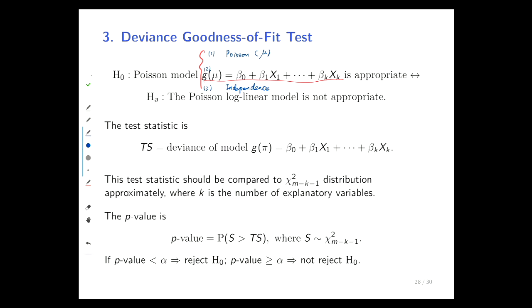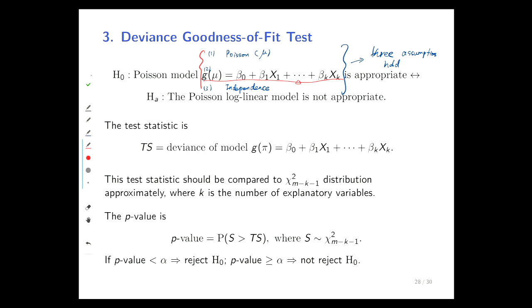So by using this deviance goodness of fit test, we are actually testing whether or not these three conditions hold, not only the linearity assumption. But for simplicity, usually we just write down the generalized linearity assumption here as our modeling. So that's only for simplicity. But you need to know that here we actually test these three assumptions at the same time.